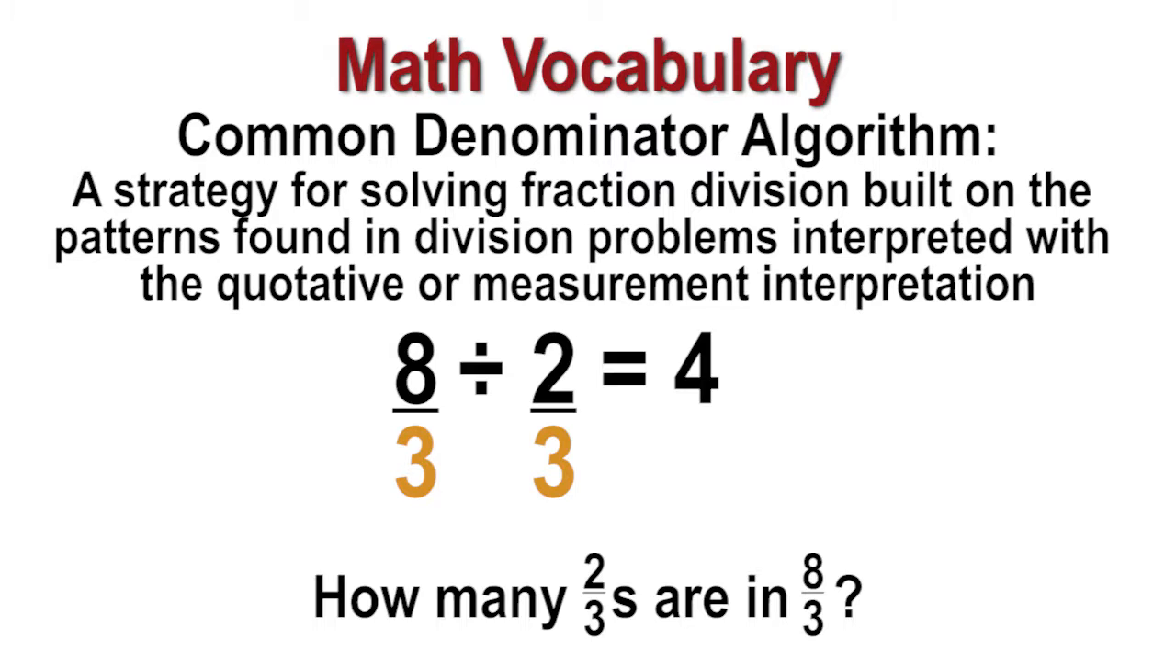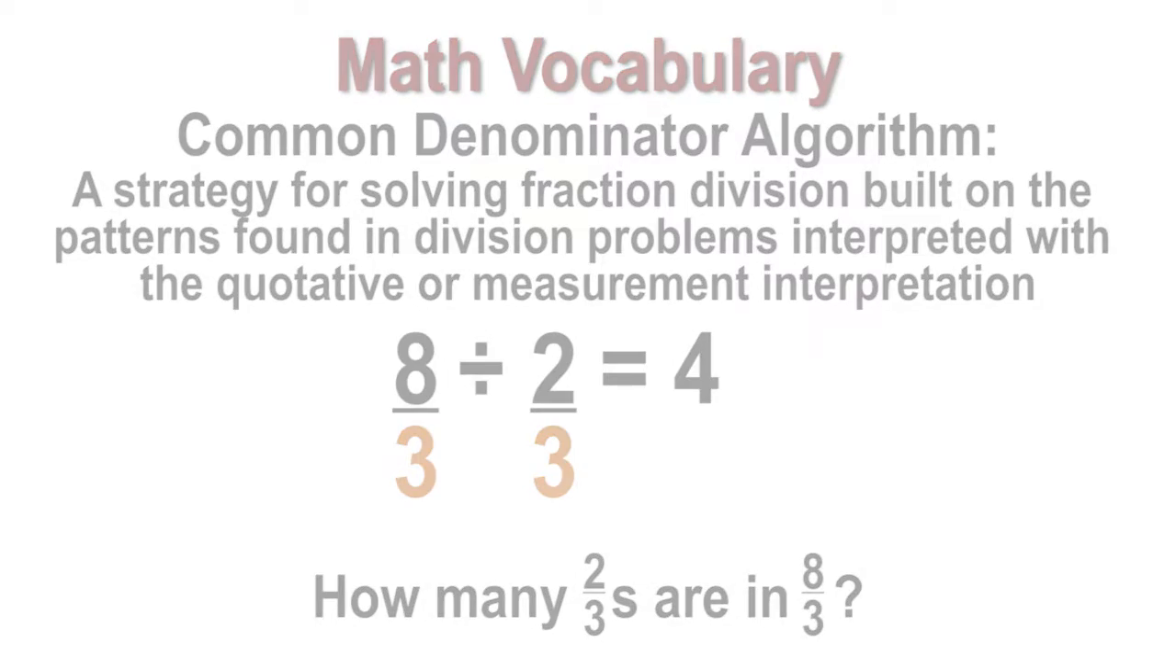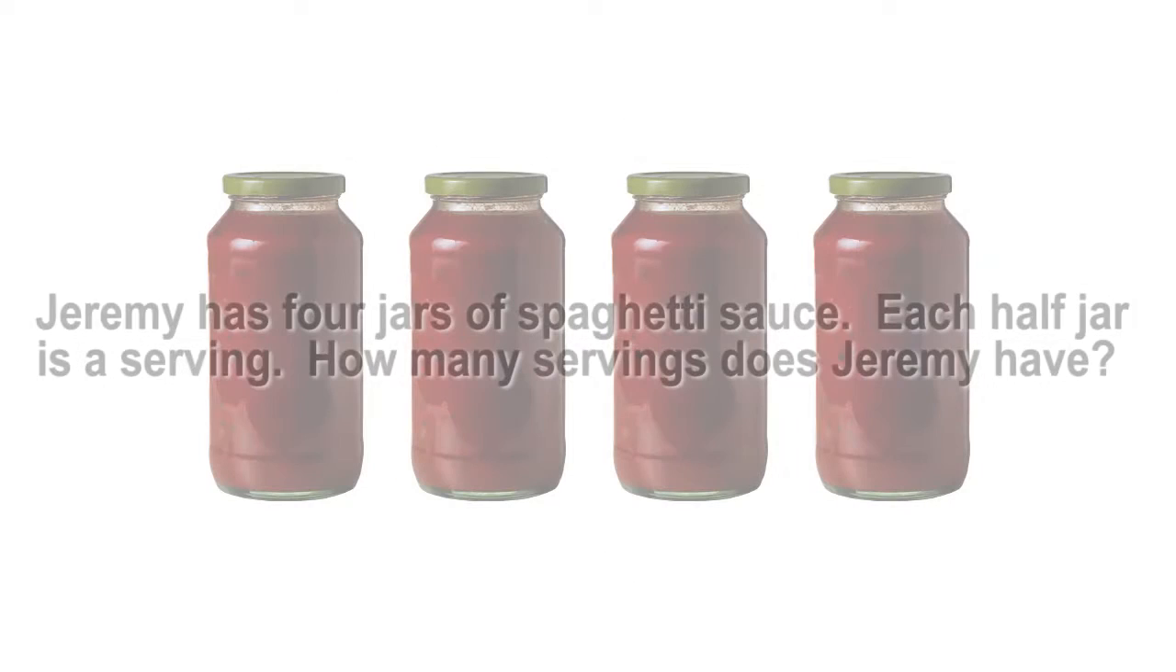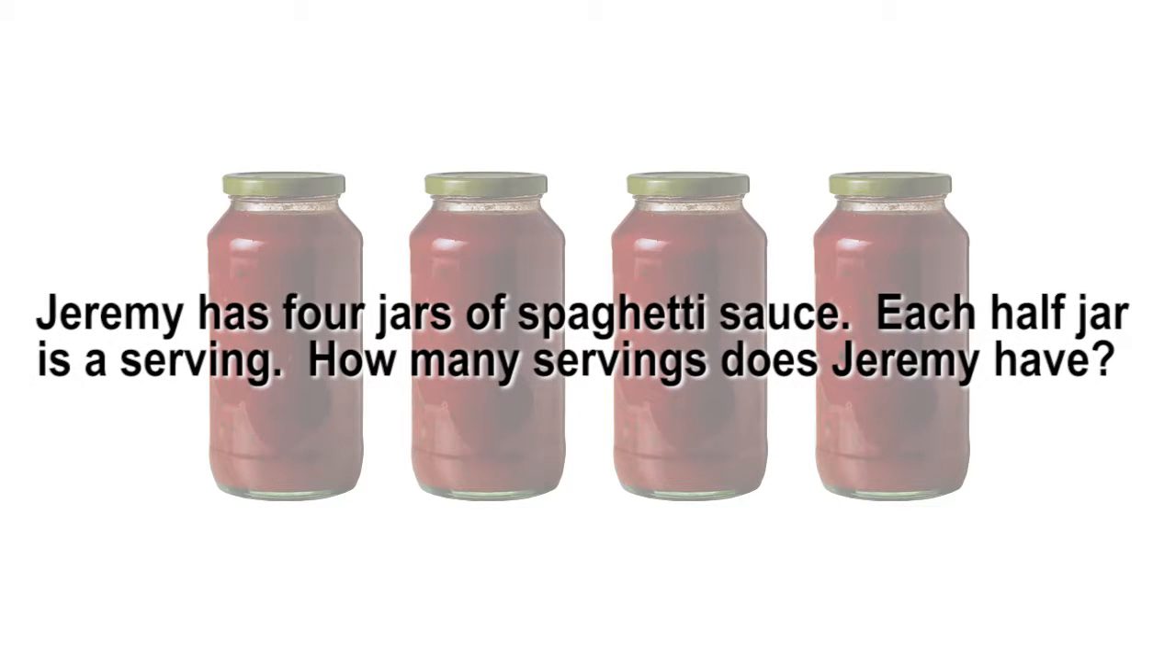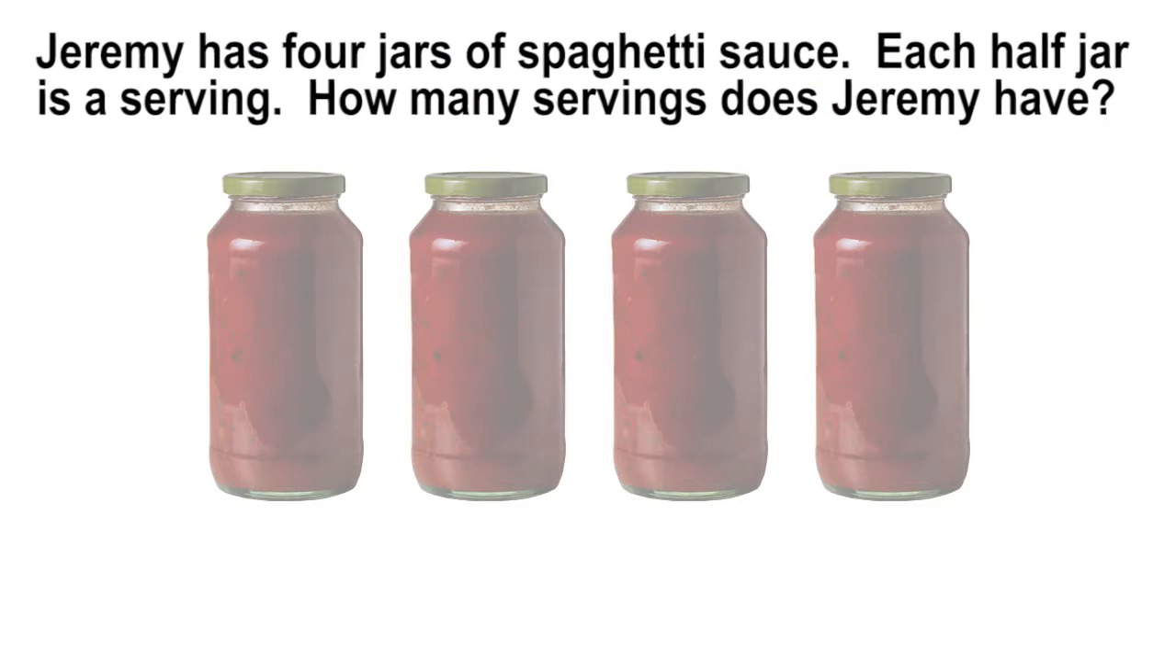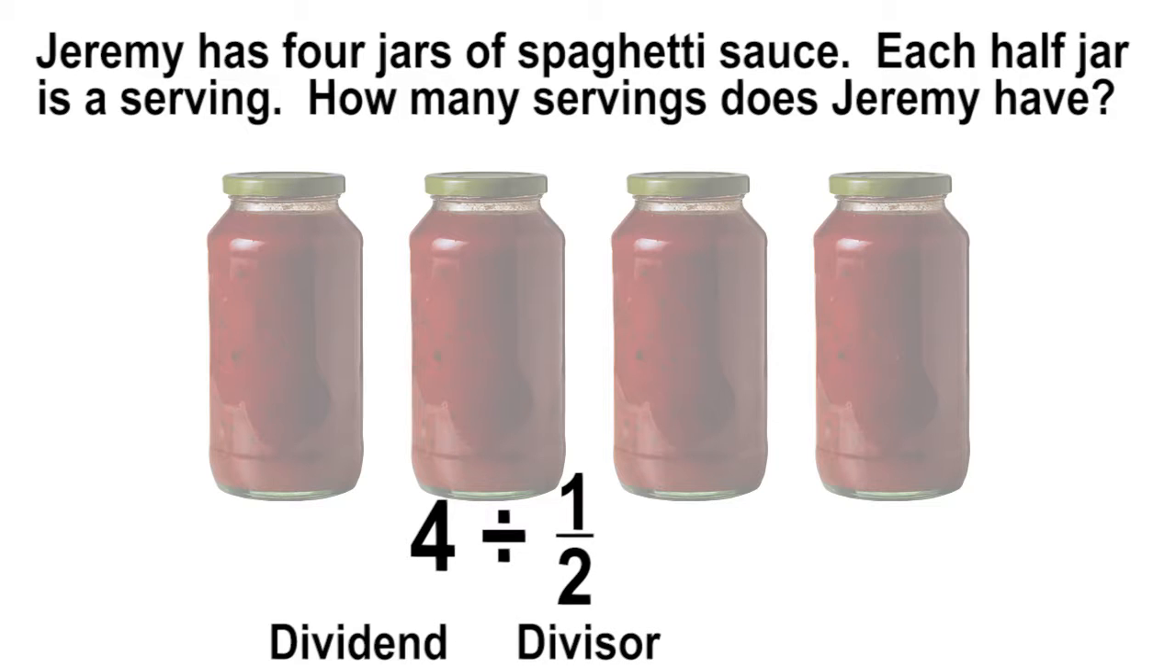Let's look at a problem where we know how much is in each group, but we don't know how many groups there are. Jeremy has 4 jars of spaghetti sauce. Each 1/2 jar is a serving. How many servings does Jeremy have? So the question is, how many 1/2s are in 4 wholes? The dividend is 4, the divisor is 1/2, and we need to find the quotient.